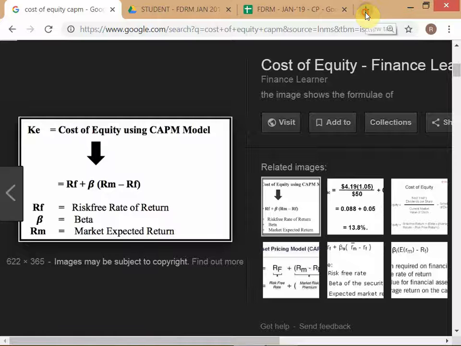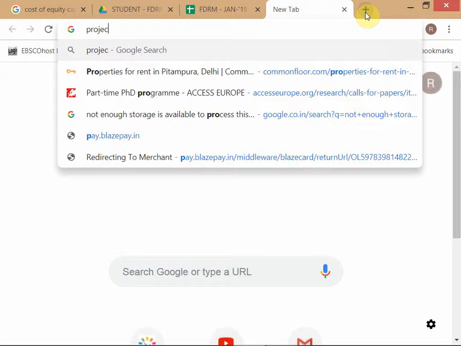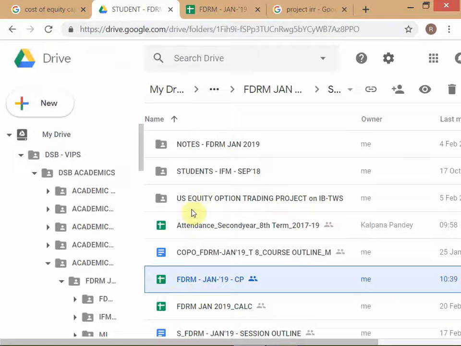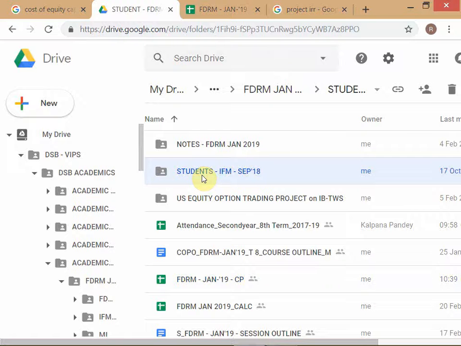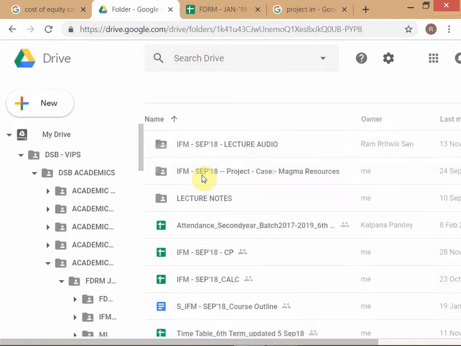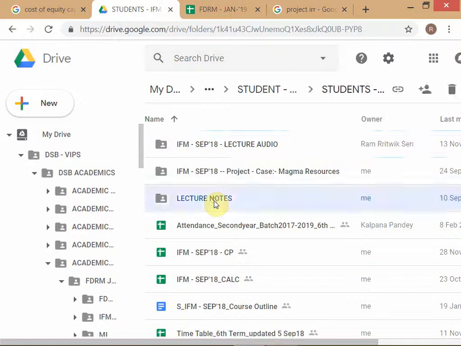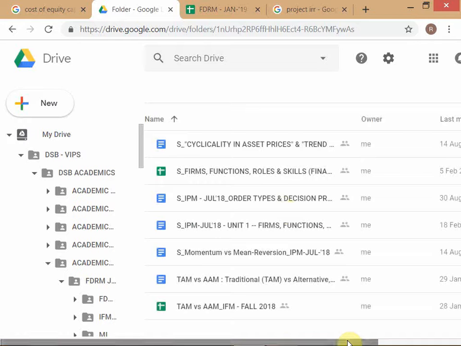Project IRR. Okay, I don't need to do project IRR from here. Actually, I can just do it from here. I want to quickly do this exercise. What happened here? Okay, now at least the PC is functioning.